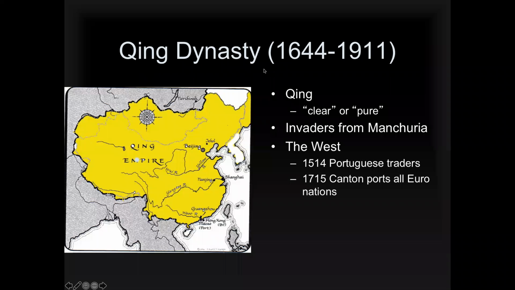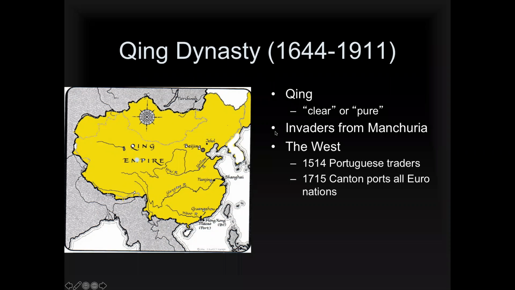Okay, the last lecture in the section on China is about the Qing dynasty. And then the second part will come to modern China. So Qing literally means clear or pure. And as you can see from the map, this is the biggest Chinese empire we've seen so far, pretty close to what it eventually would be in modern China.